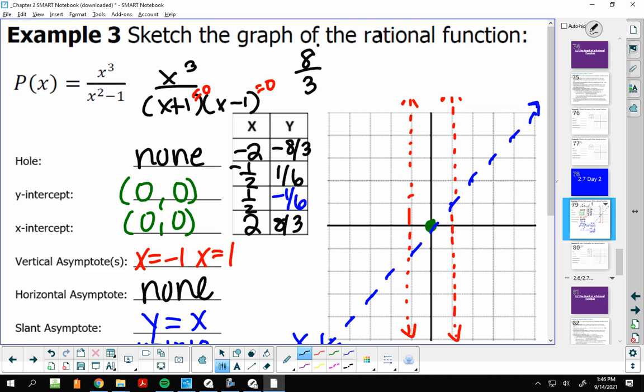All right, so let's plot those points. Negative 2 and 2/3, so negative 2.6 ish. Okay, it just keeps disconnecting and reconnecting.